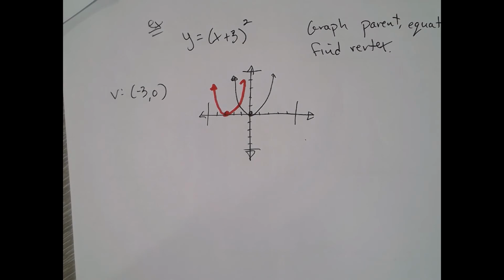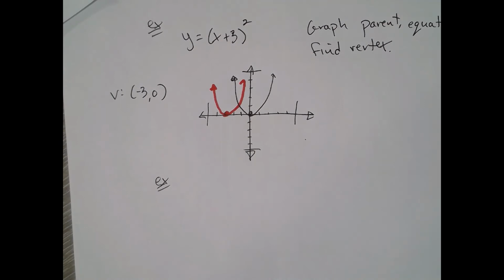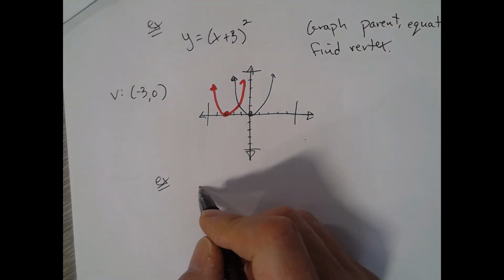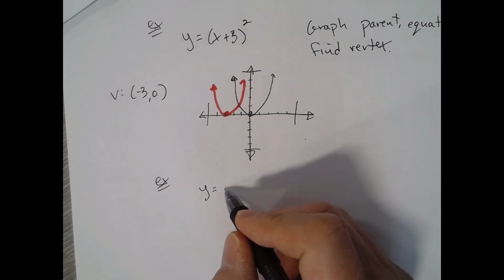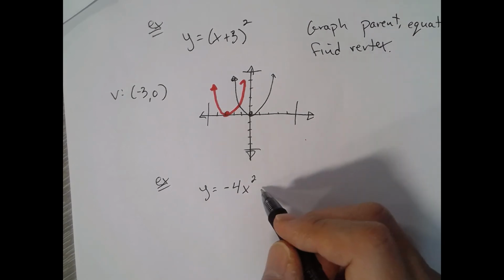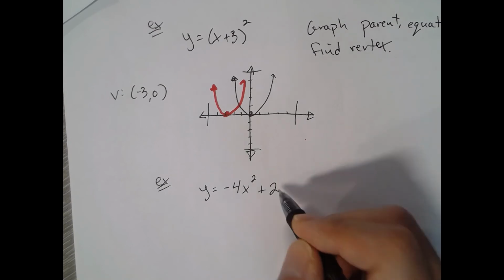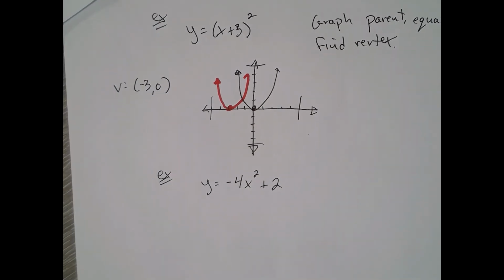Make sense? So far, so good? Alright, we'll try one more parabola, then we'll do an absolute value. How about y equals -4x squared plus 2. Same instructions, graph the parent, graph the new one.